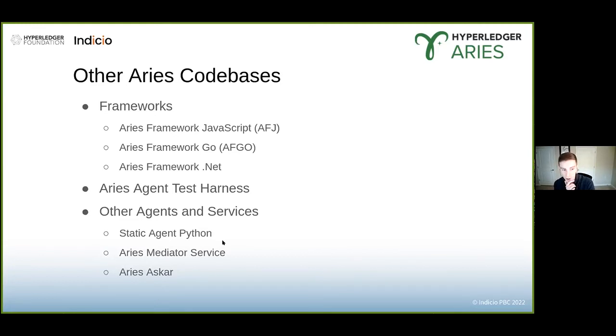And then the last one is a bit of an oddball, the Aries Askar code base. Askar is a secure storage library, which is heavily inspired by the Indy SDK wallet. It is different from the Indy SDK wallet. It has seen a little bit more optimization, I believe, in terms of performance, but it's also a little bit more flexible than the Indy SDK wallet. And we anticipate that we'll see more and more adoption of this code base. It is currently pretty well supported within ACA-Py. You have a choice of using the Indy SDK wallet or Aries Askar. But I think we'll start seeing adoption of it in other frameworks such as AFJ.